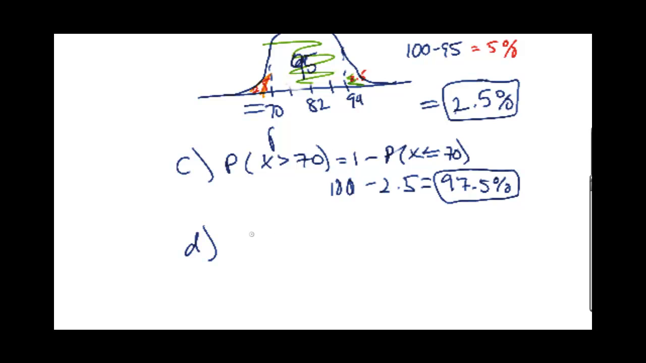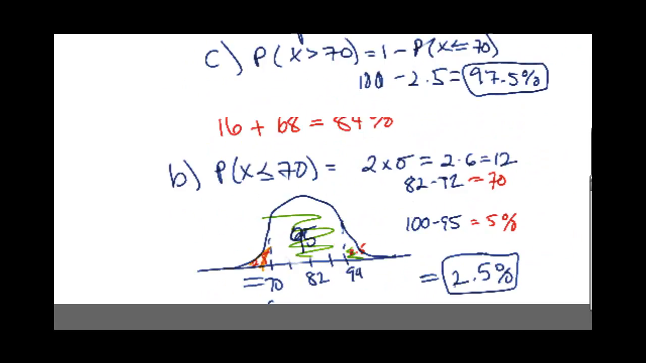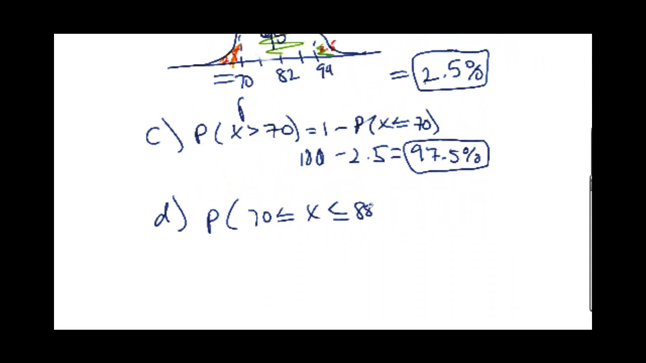And then D was in between the two values, so what was the other one? 88. So 88 would give us, just take the difference between the two. It would be, what was it, 84% from less than 88, minus 2.5%. So that would be 81.5%.